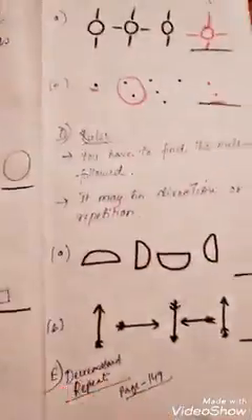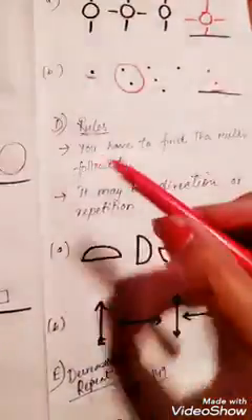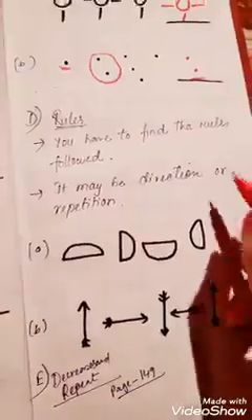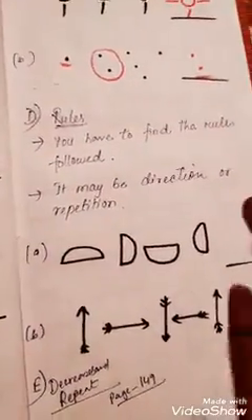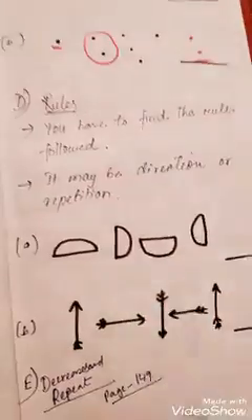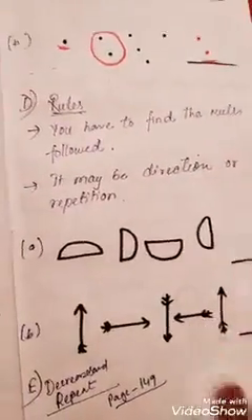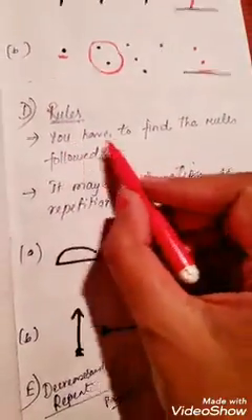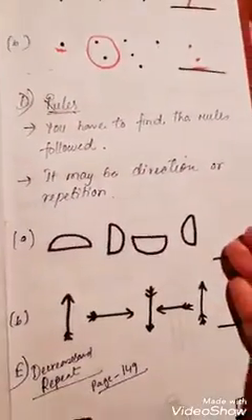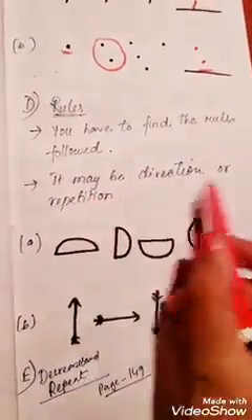Next D number, rules. That means here you have to follow certain rules. You have to see whether they are using repeating, increasing, or increasing-repeating, or using directions or what. I have written that you have to find out the rules followed, so then only you can find out the next figure and solve it. So it may be direction or repeating or repetition.